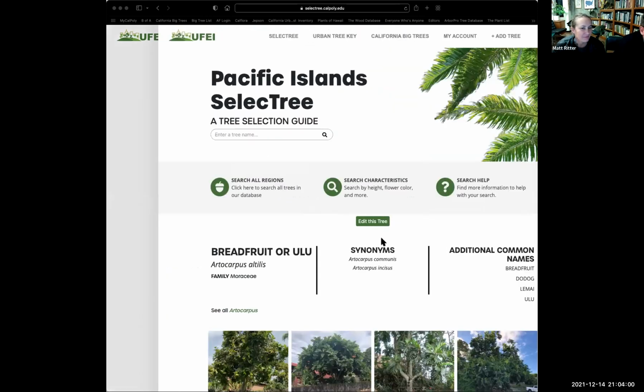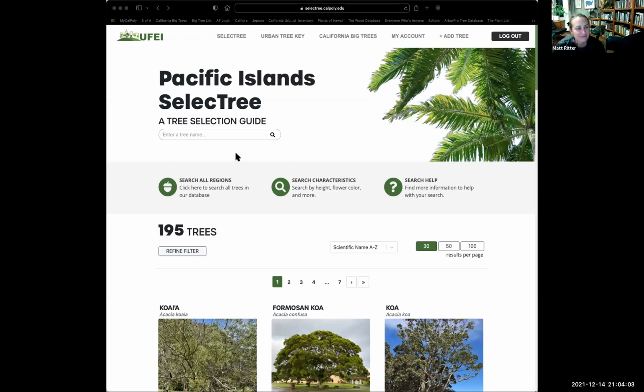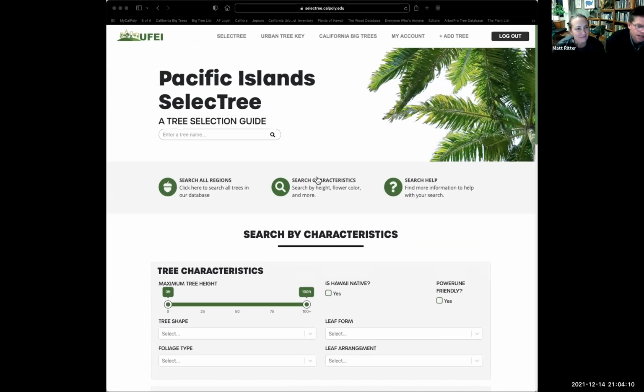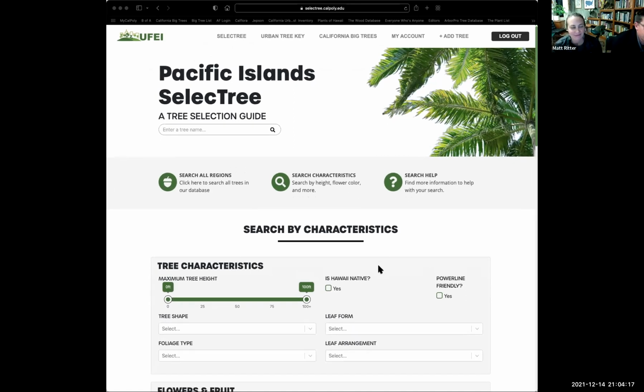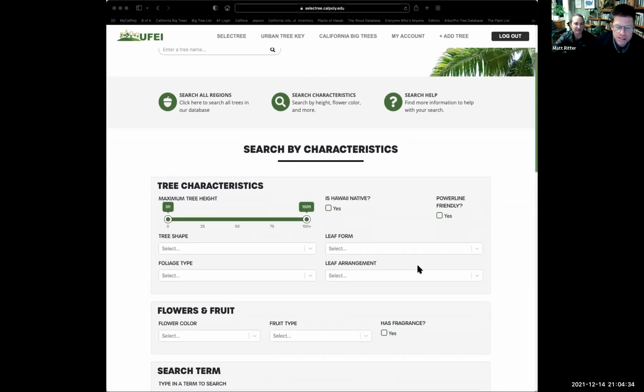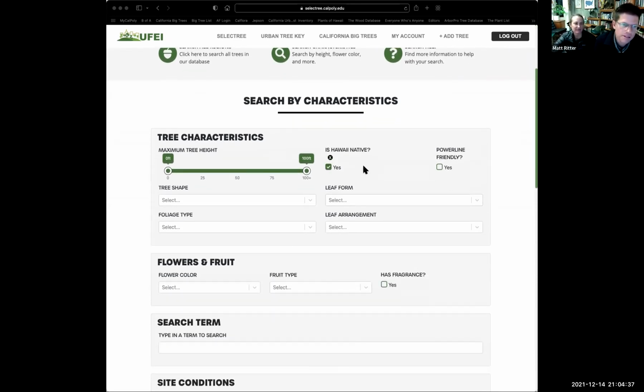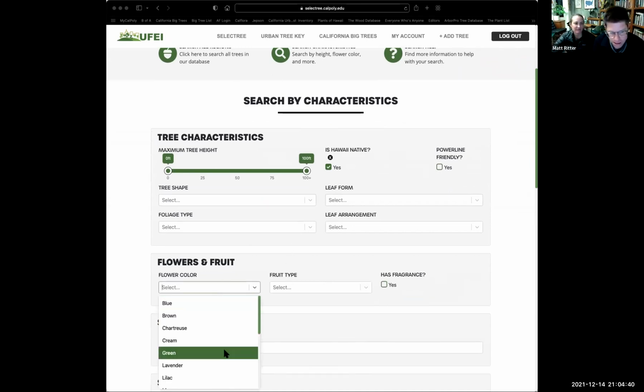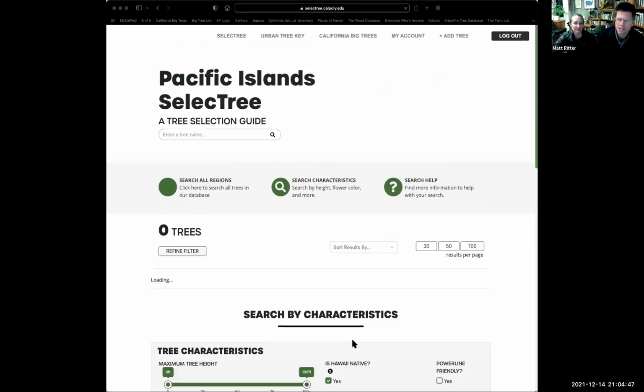In addition to getting all these photos, if you go down a little bit on the website, right here, you go to this search by characteristic. The idea about Pacific Island Select Tree is not only that it's for identification, these tools are also for planting, what's appropriate for planting. The way this works is you can search the database of all these trees and say, for instance, is it a Hawaii native? You can put in flower color, you can do all these things, and then you search, and it'll search the database and send you back the trees that match your characteristics.